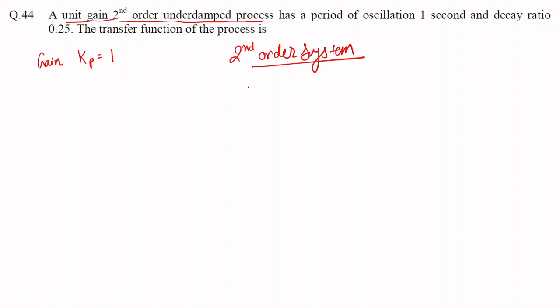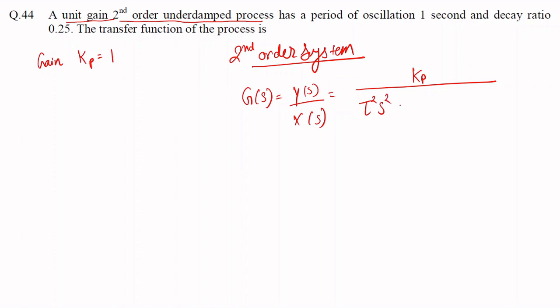Now, in general, the transfer function of a second order can be written as G(s), that is basically output Y(s) upon input X(s), that can be written as Kp upon tau square s square plus 2 zeta tau s plus 1. So here Kp is the process gain, tau is the time constant, and zeta is the damping factor.